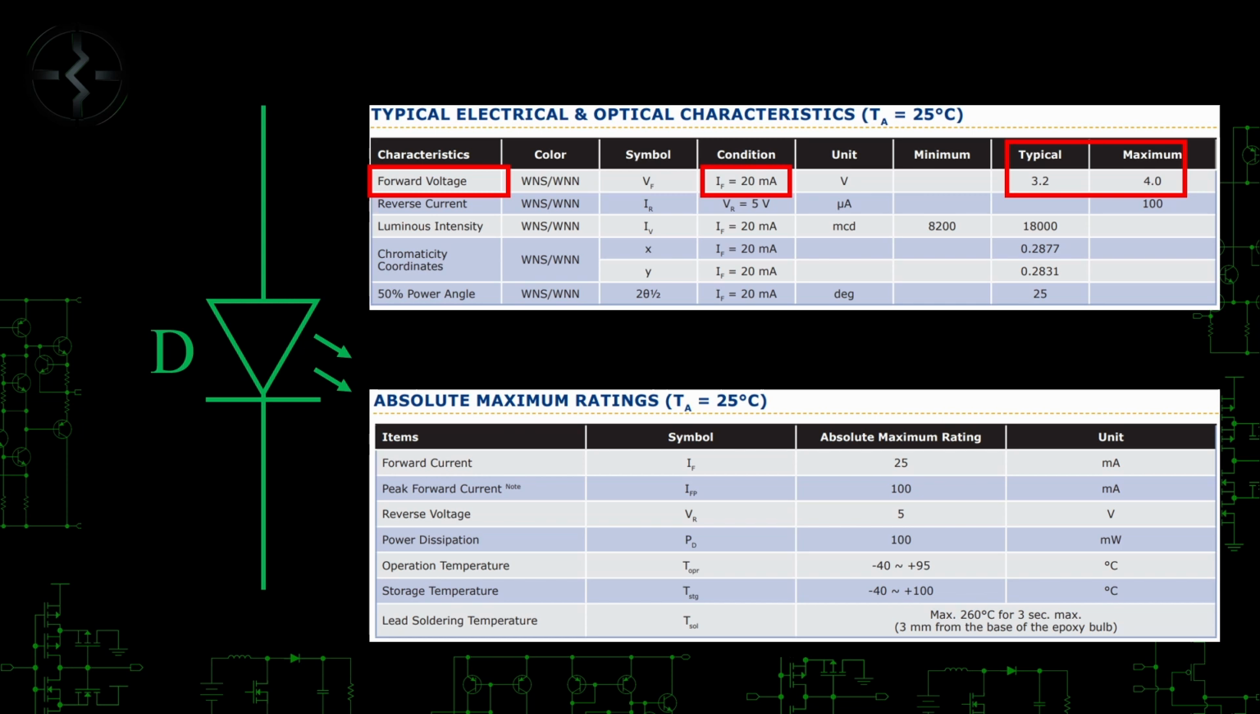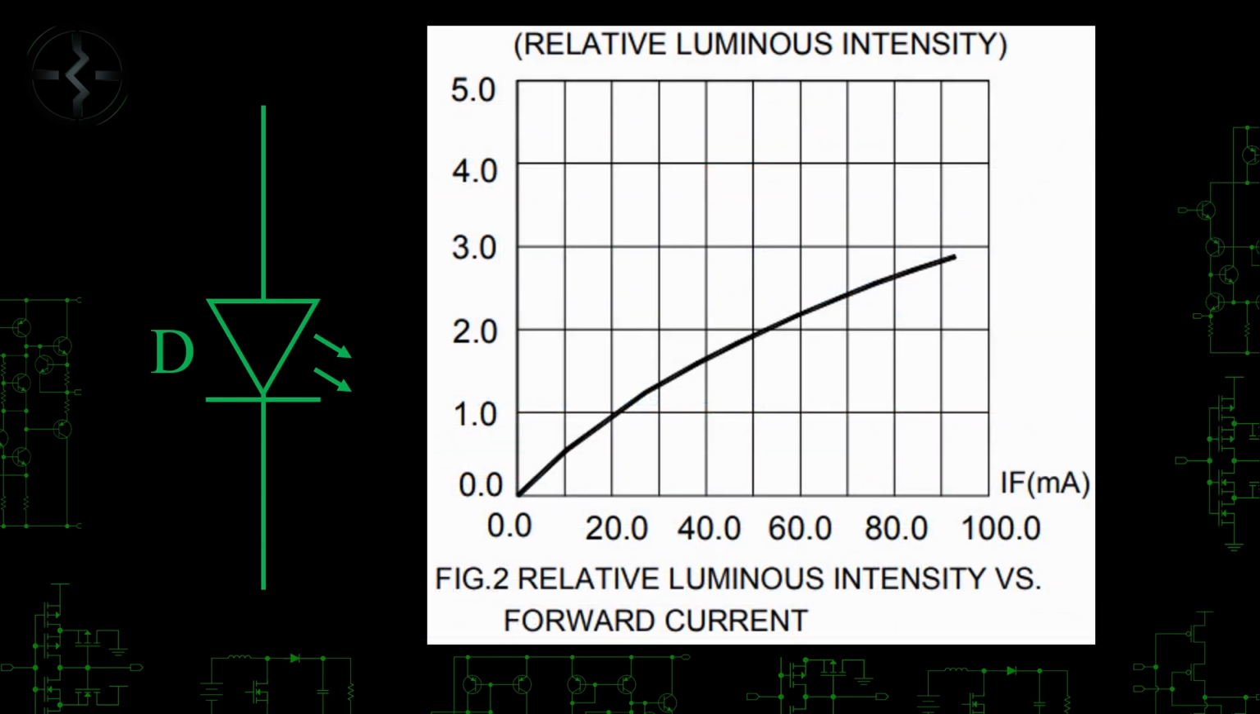But it could be up to 4 volts. We also see that we should never exceed 25 milliamps or the device could be damaged. The datasheet also provides a luminous intensity versus forward current graph, which shows us a couple of interesting things. First, they tested the device way beyond the rated absolute maximum.